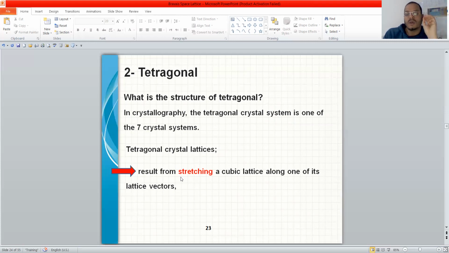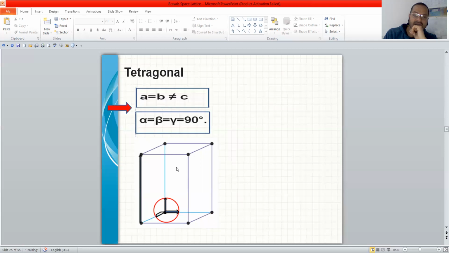That means one of these 3 vectors will be bigger than or different from the others. Let's take a deeper look. Here A equals B, but A and B don't equal C. But the angles will be the same. That means these 3 angles will stay equal to 90 degrees, and alpha equals beta equals gamma.